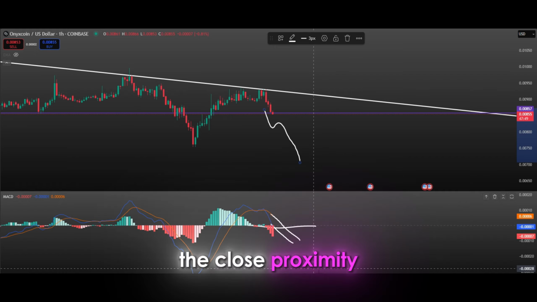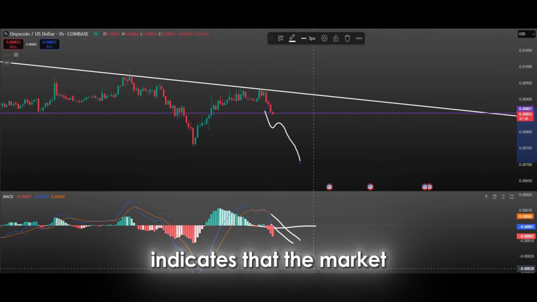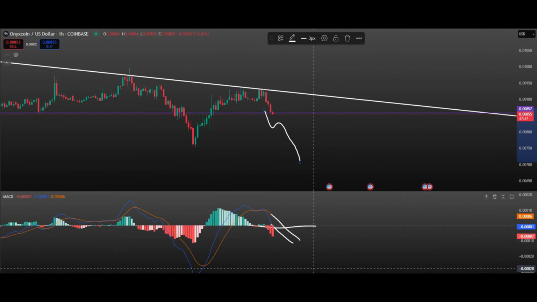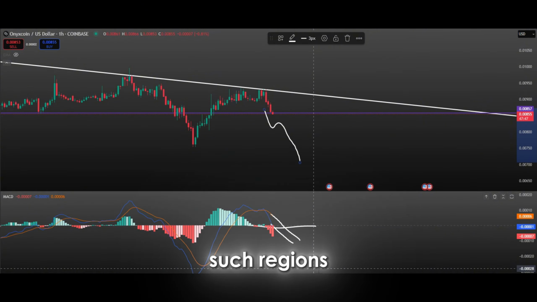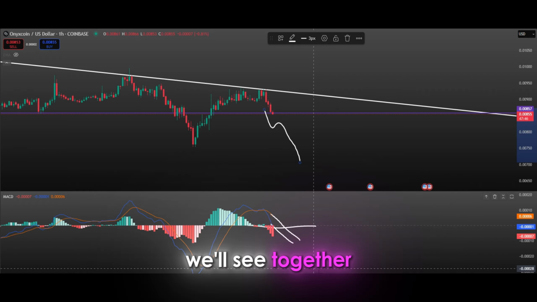In short, the close proximity of the MACD lines to the zero line indicates that the market has reached a critical juncture. Technical breakouts from this point could either trigger a strong upward momentum or deepen the loss of momentum. This behavior of the MACD in such regions is especially important for short-term investors. We'll see together whether the MACD will move below the zero line or not.